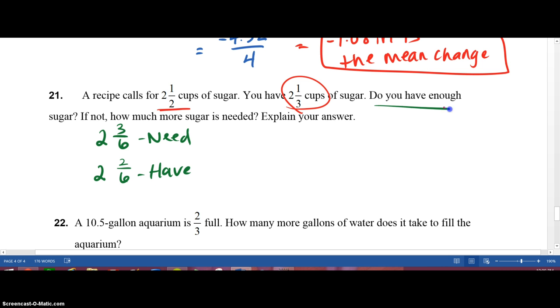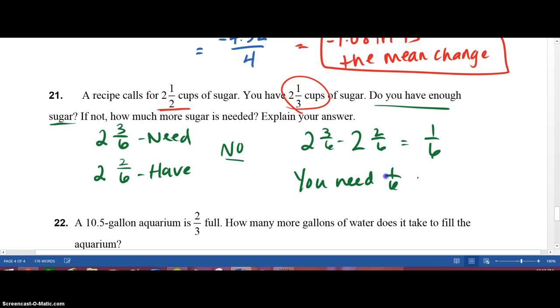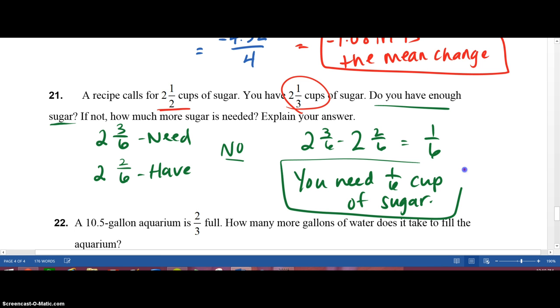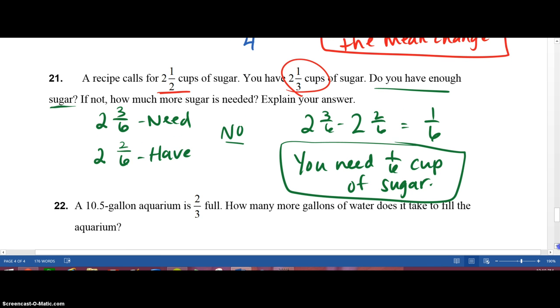So do we have enough? No, we don't have enough. So how much do we need? Well, 2 3/6 minus 2 2/6, we end up needing 1/6. So we would write, you need 1/6 cup of sugar. And we are done there. Remember, we were talking about cups and sugar, so we need to use that when we are actually writing our answer here.